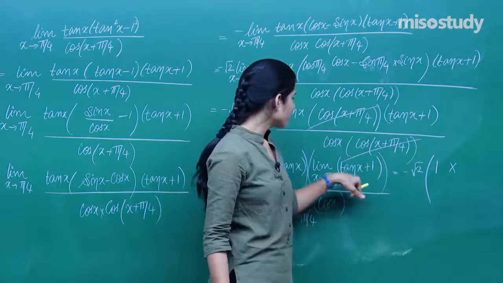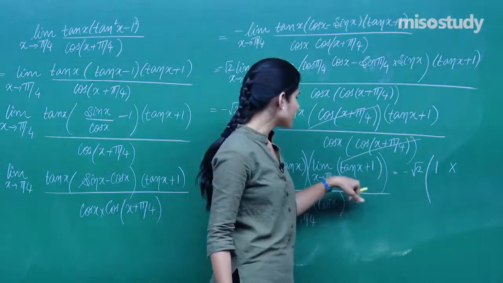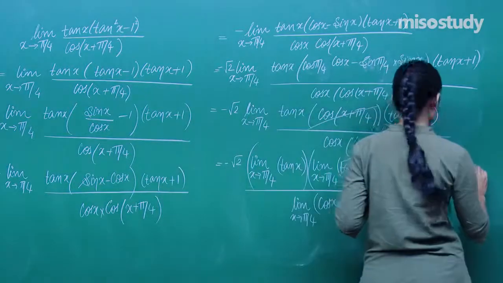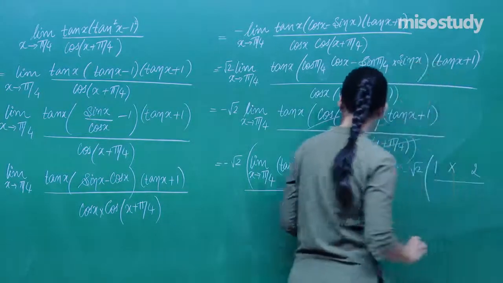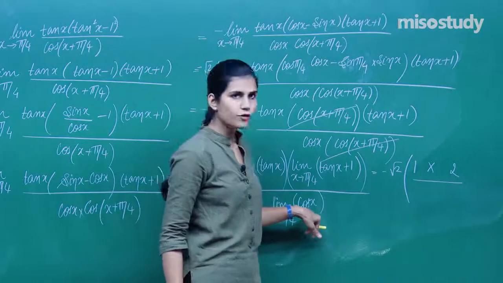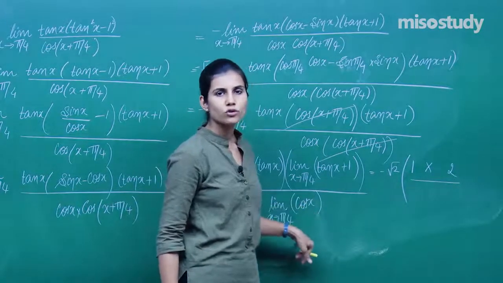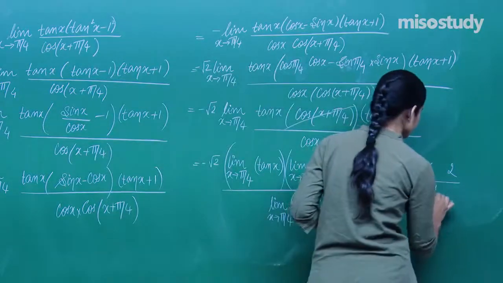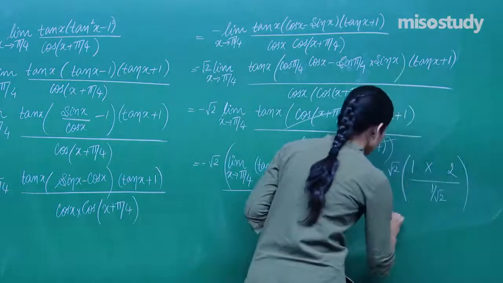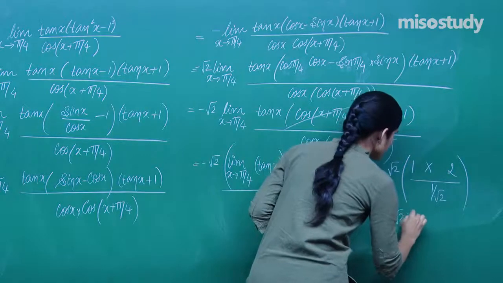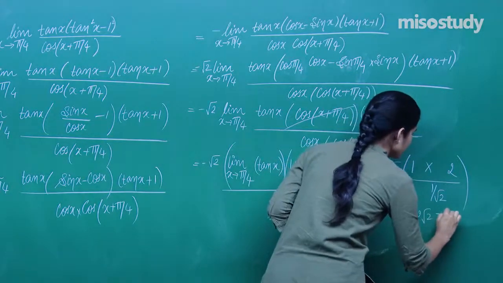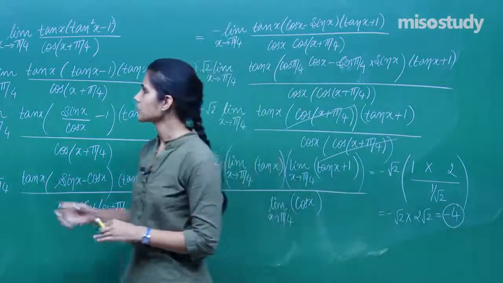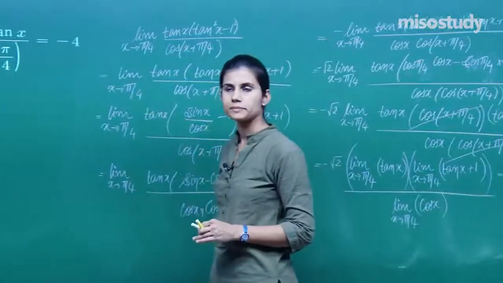So, limit x tends to pi by 4 of tan x plus 1 is limit x tends to pi by 4 of tan x plus limit x tends to pi by 4 of 1, that means 1 plus 1, that is 2. And limit x tends to pi by 4 of cos x, as x approaches pi by 4, cos x approaches cos pi by 4, which is 1 by root 2. So, this is minus root 2 into 2 root 2, which is minus 4, and you have proved that the limit of this expression comes out to be minus 4.